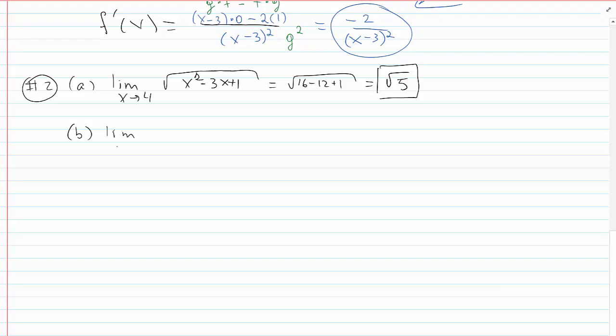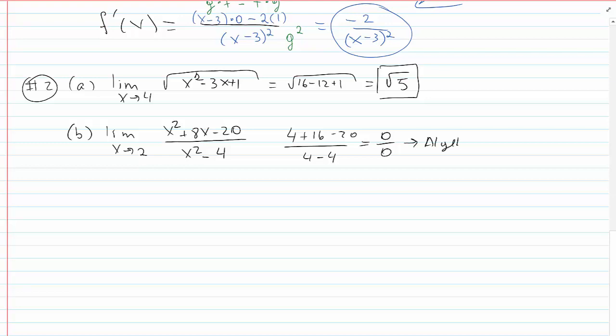The second one, you do limit as x approaches 2. You have the ratio of two functions, so you got x squared plus 8x minus 20, and the bottom is x squared minus 4. So if you substitute, the top is 2 squared, so it's 4 plus 16 minus 20, and the bottom is 4 minus 4. So we get the 0 over 0 form. That tells us that we need to do algebra. Okay, so let's go ahead and do it.